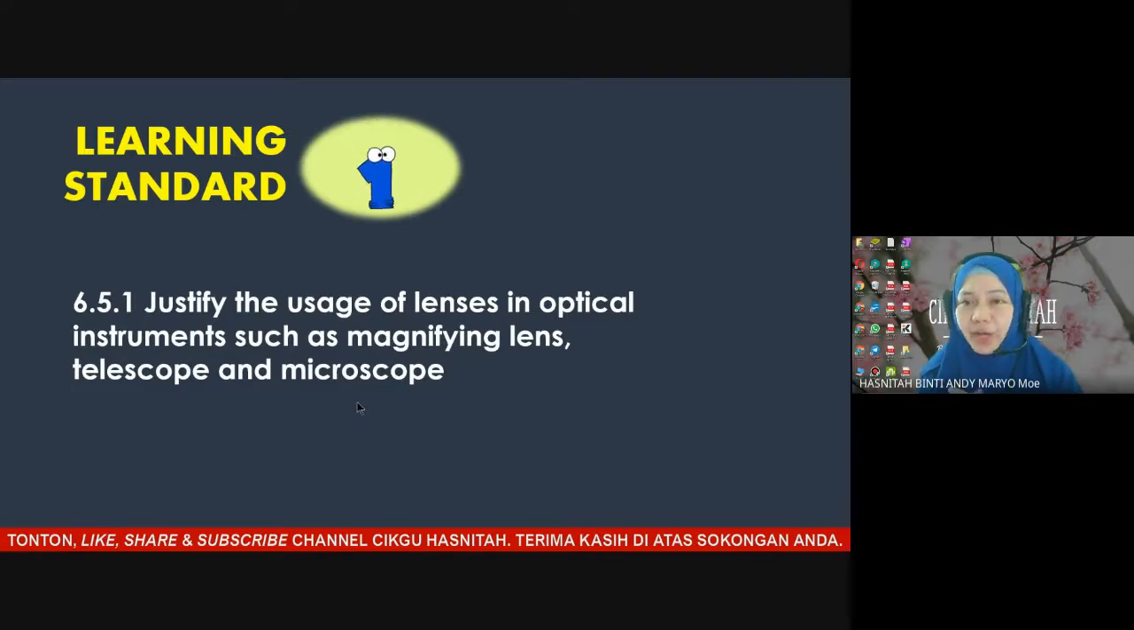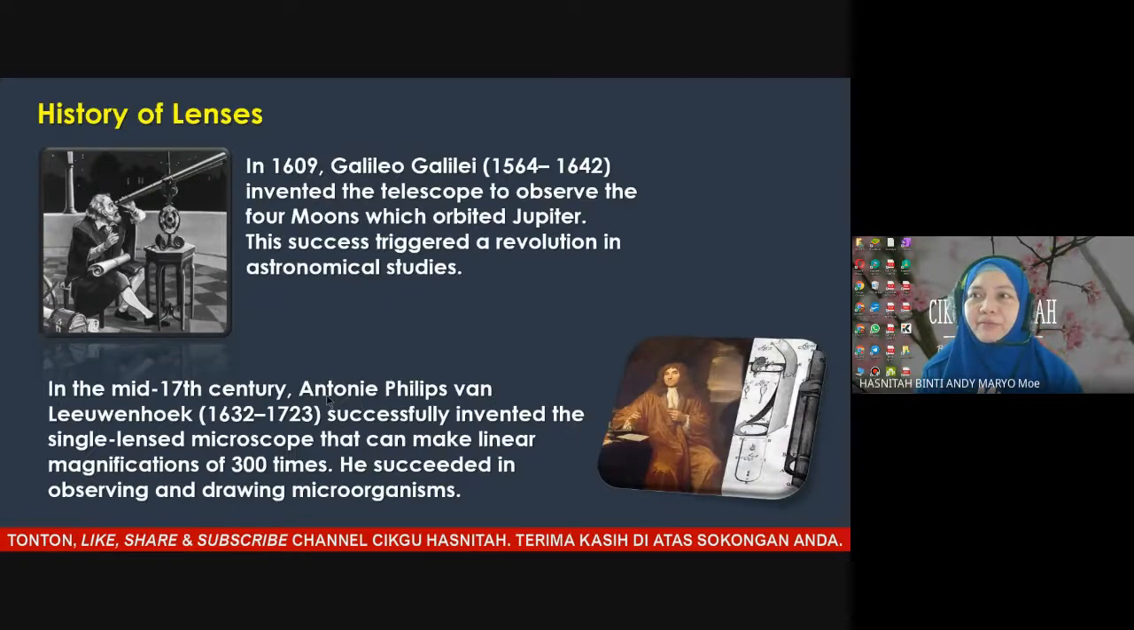You use microscope in science subject. Before we go through the syllabus, students, this is a brief history of lenses. In physics, there is also history. These are the two physicists who are very important when we are talking about lenses. The first one is Galileo Galilei. I think you are familiar with this name. He is the physicist who invented the telescope to observe the 4 moons which orbited Jupiter. This triggered a revolution in astronomical studies later on.